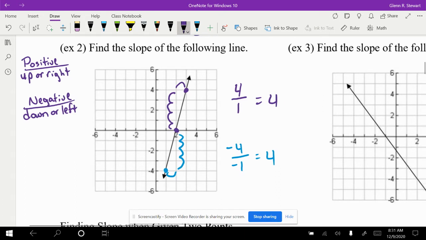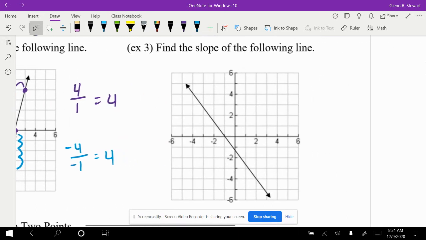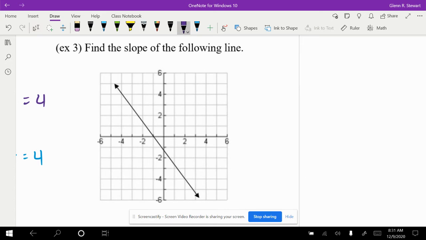Pause the video, try example 3. Find the slope of the following line. Again, I want to try to find 2 points that go through perfectly. So in this one, I go up 1, 2, 3, 4. You always go up and down first. And then I'm moving left 1, 2, 3. That's a negative 3. And then I can just rewrite it with my negative out front.